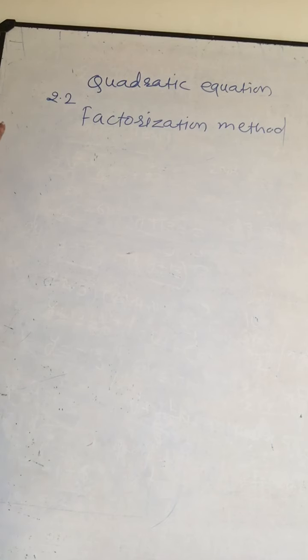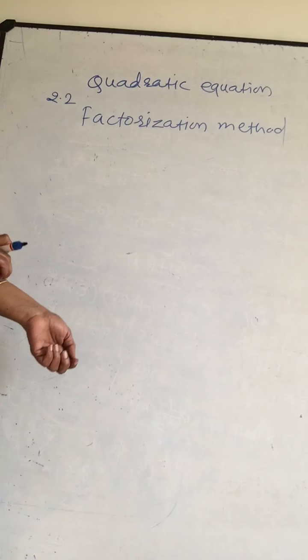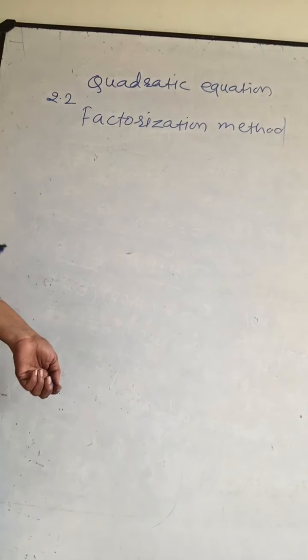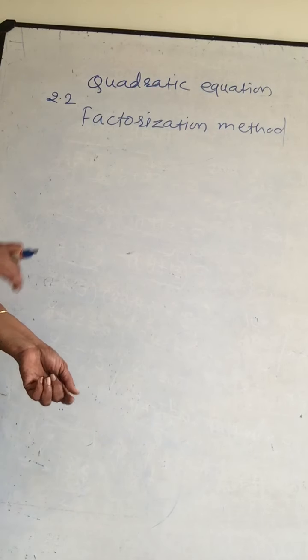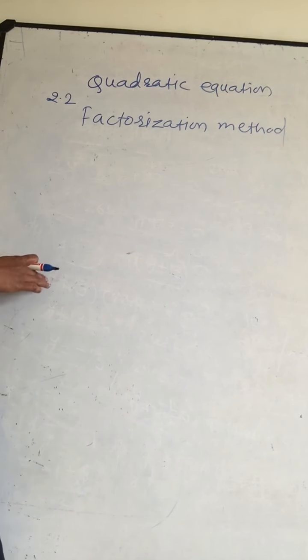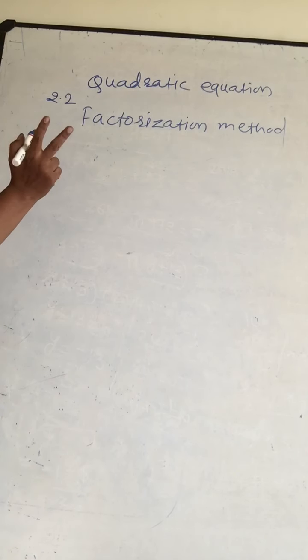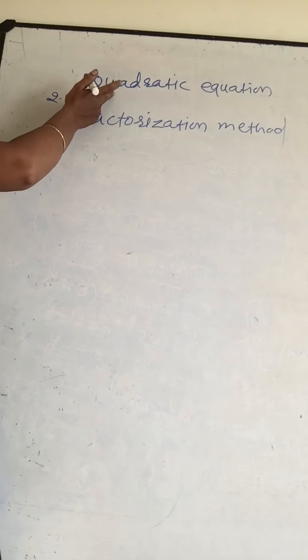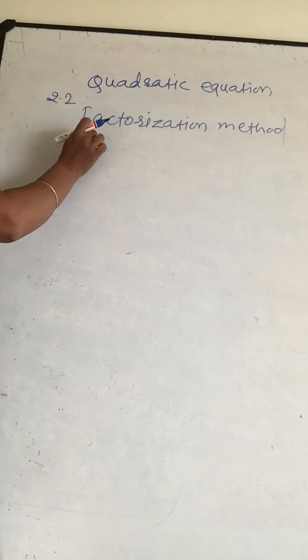But from last year, due to coronavirus, the syllabus is short and some concepts are omitted from some chapters. So the complete square method was omitted last year, and this year it is also omitted. So we have to learn two methods for solving the quadratic equation: factorization method and formula method.